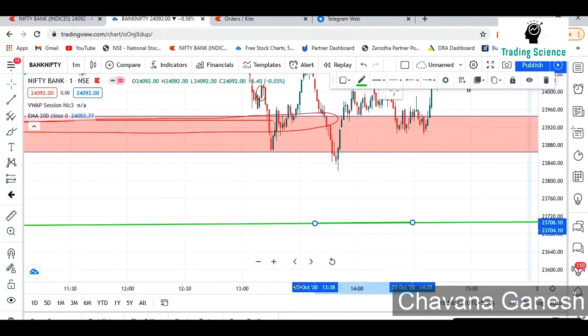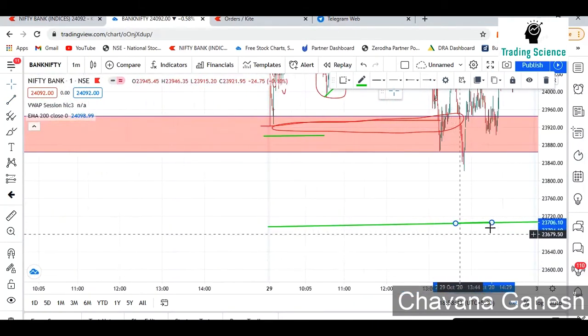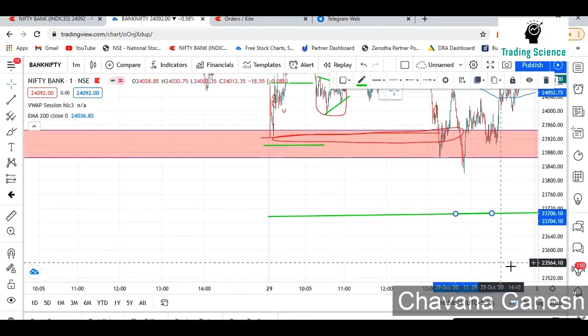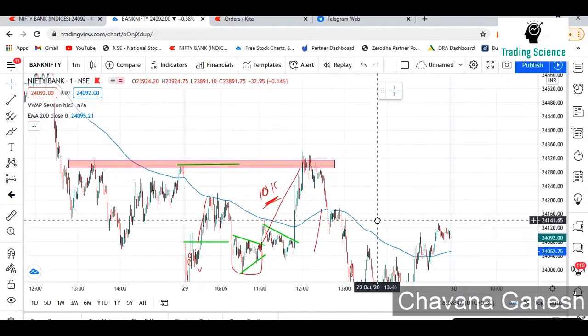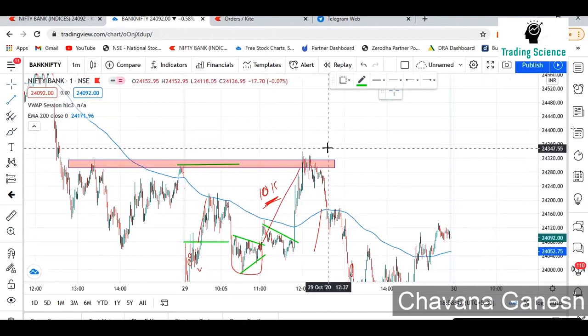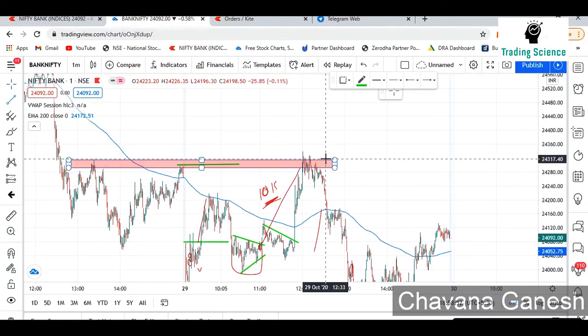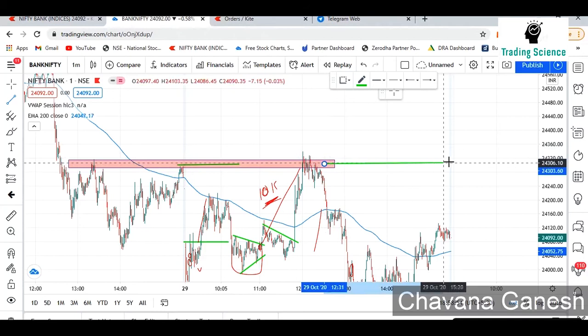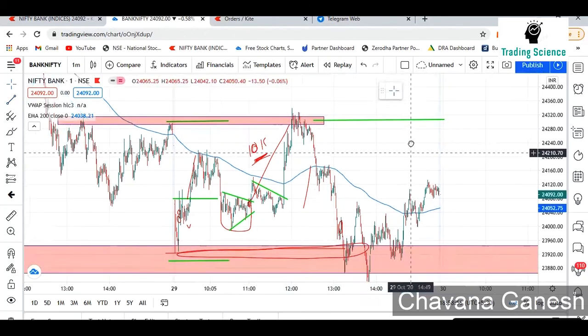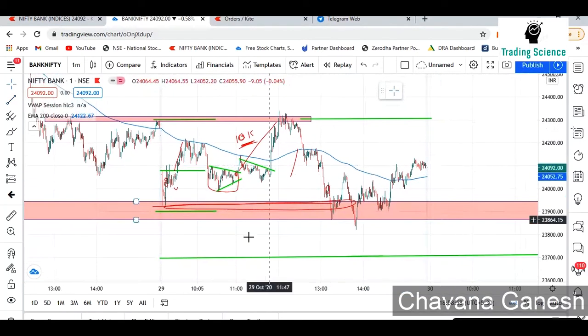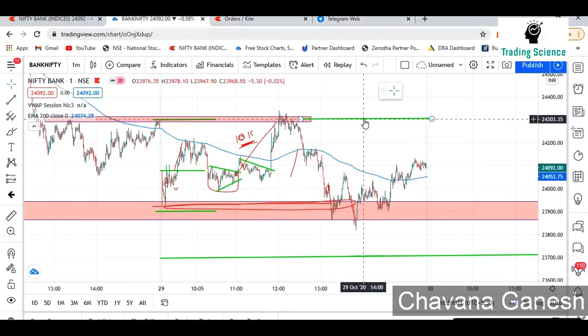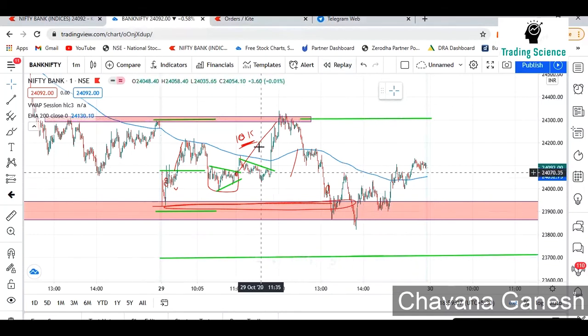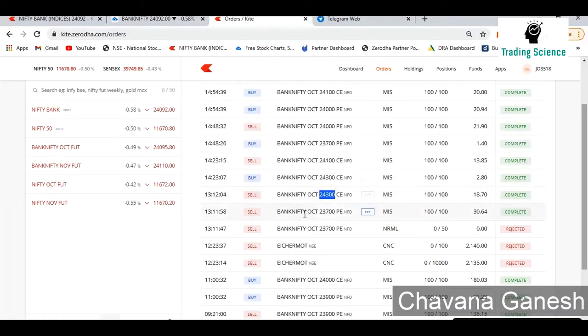I expected the market won't reach these levels. That's why I took this PE, and here I took 24300 on these levels. I expected the market won't reach these levels inside. It will definitely close in between this range. That's why I shorted 24300 CE and 23700 PE. You can see the order here, I took 100 quantity.